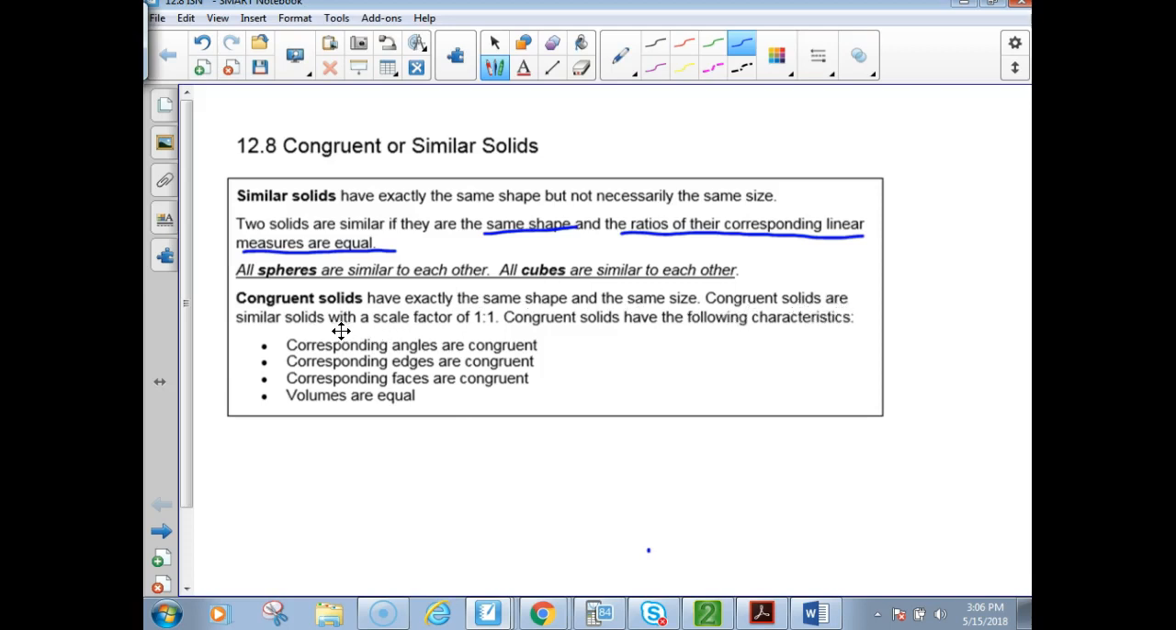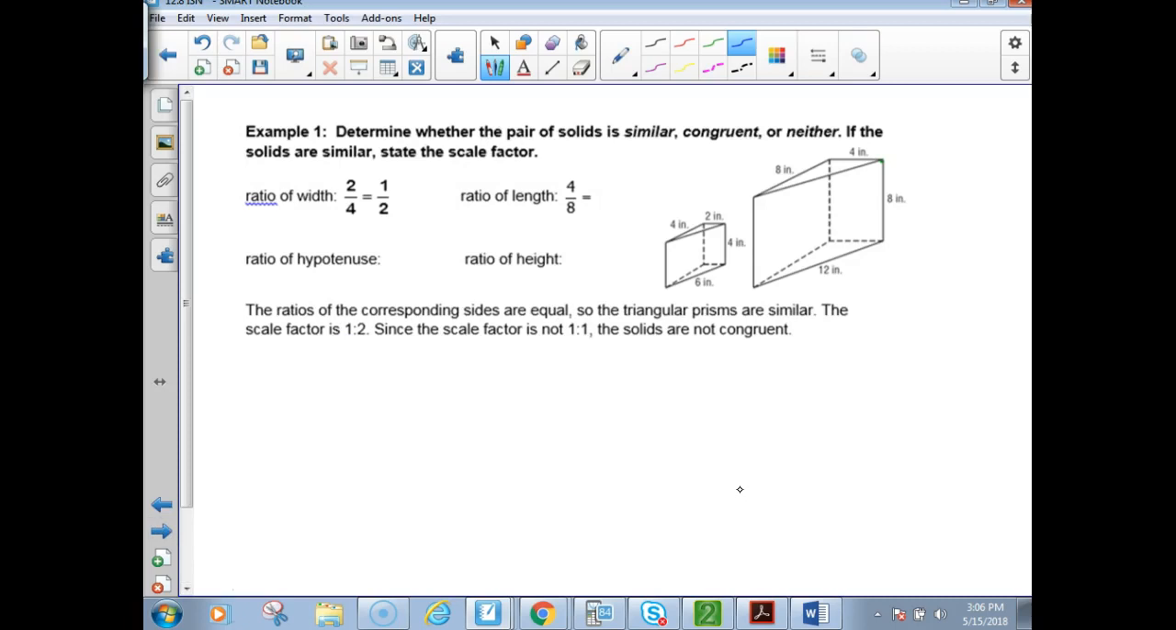Congruent solids have exactly the same shape and the same size. Congruent solids are similar solids with a scale factor of 1 to 1. If they're congruent, then they're going to have angles, edges, faces, and volumes equal. All of those things would be equal. Determine whether the pair of solids is similar, congruent, or neither.